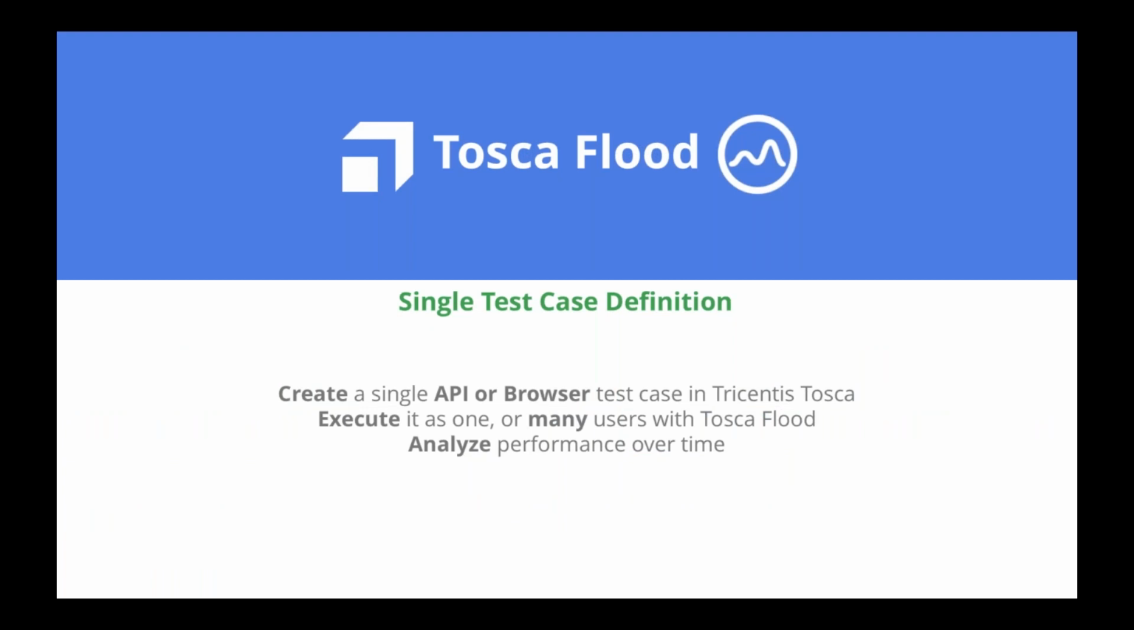As I start to tail off this presentation, I just want to quickly talk about what's happening with Tosca and Flood. In May this year, we offered the reality of a single test case definition for Tosca customers. This is where you can take existing functional automation test cases and reuse them as is in a load test scenario. That makes it dead simple to scale from one user to thousands of users, and it gives Tricentis Tosca customers a really simple and straightforward way to execute and analyze performance over time.